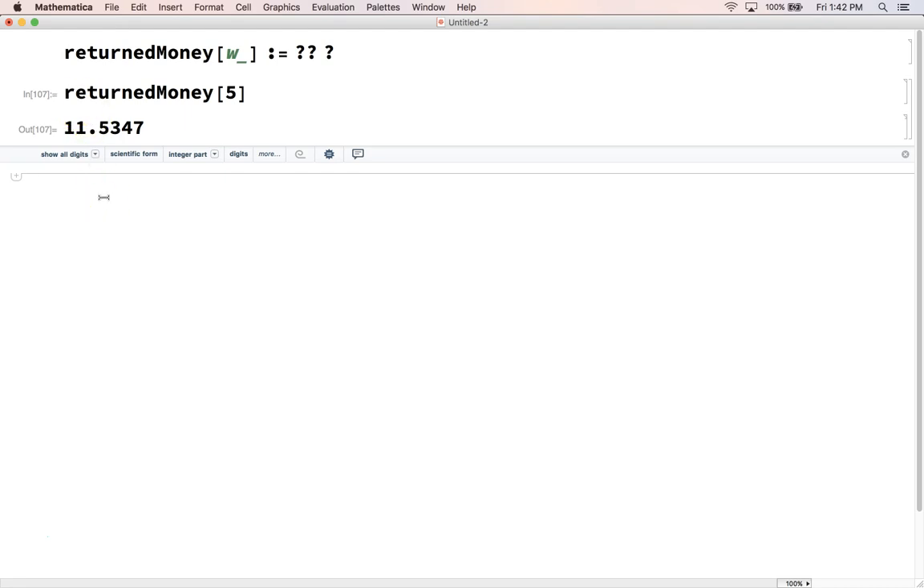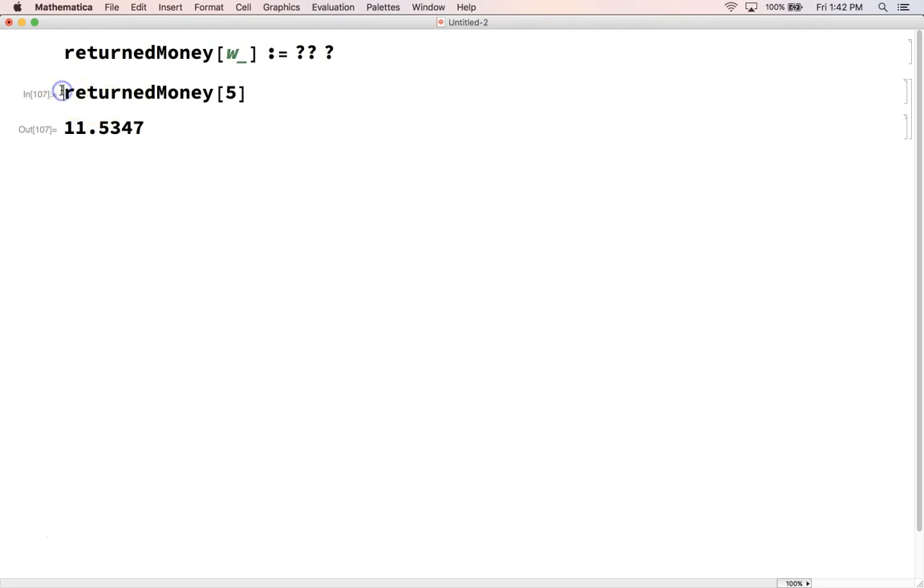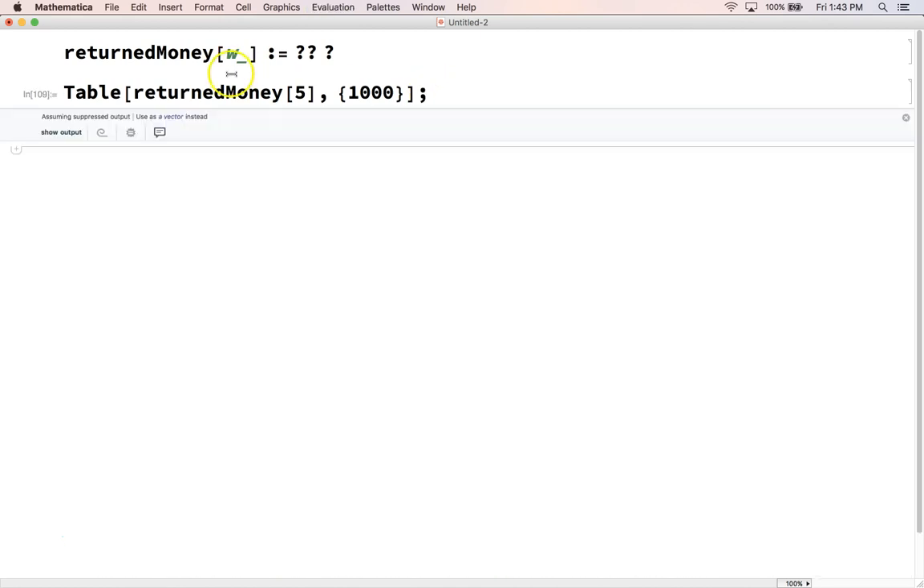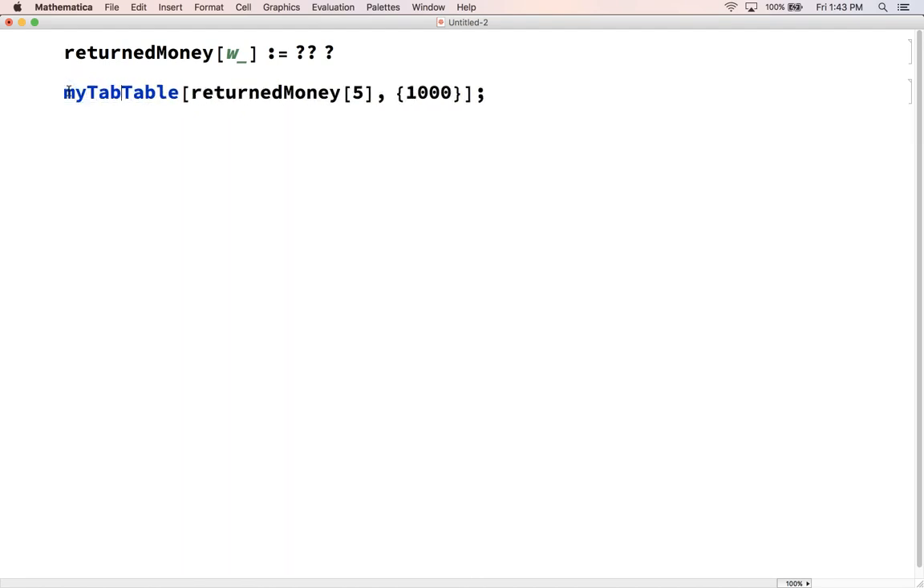So how can we do this a little more systematically? Well, one good way is to put it into a table. Let me put, how about 1,000 of these into a table? There we go. Maybe I don't want to see all of these 1,000 values. And let me call it just my table.